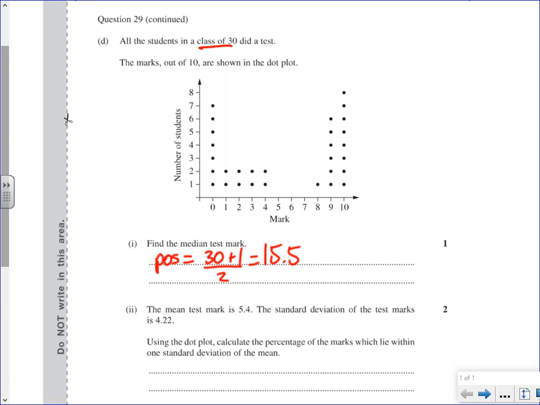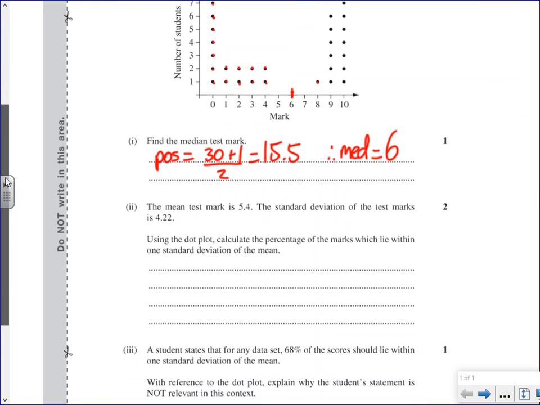So let's go ahead and count our scores. 1, 2, 3, 4, 5, 6, 7, 8, 9, 10, 11, 12, 13, 14, 15. So our 15th score is 4, and our 16th score is 8. So now we need to think of what number is between 4 and 8. You can either do 4 plus 8, which equals 12 divided by 2, equals 6, or just realize that the median is in between the two. So therefore the median equals 6. 1 mark straight away.